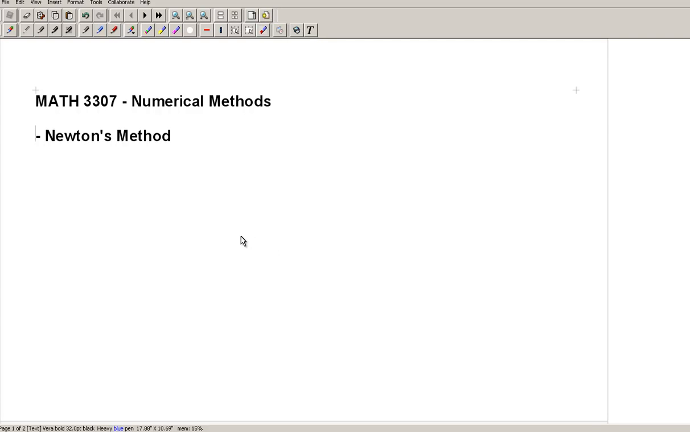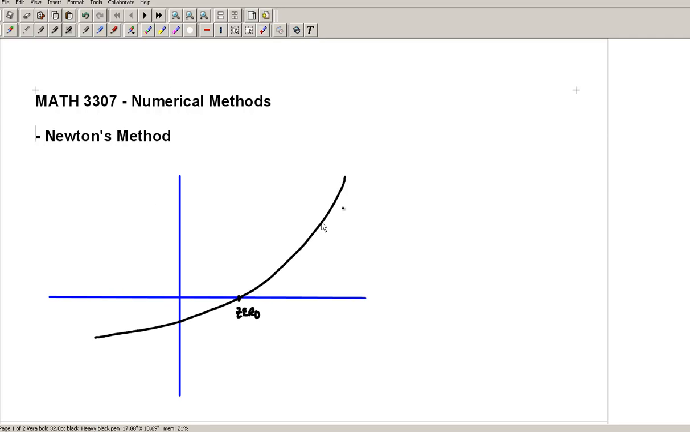Okay, now we're going to see Newton's method. It's very similar to the secant method, but instead of finding the secant line and then finding the zero of the secant line as our next iteration, we just find the tangent line. This time we're going to need to use the derivative of the function. So the idea is this, let me draw the picture for you.